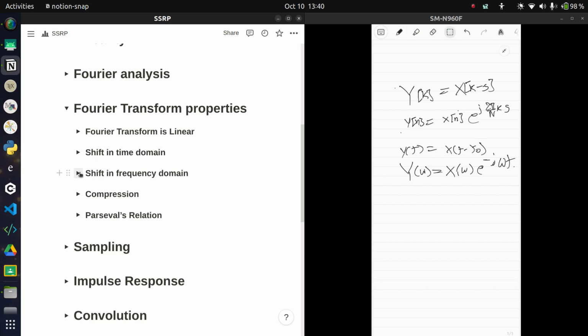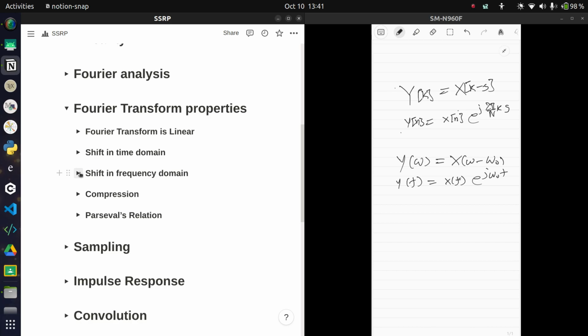Similar stuff for the CTFT. So if you have y of omega equal to x of omega minus omega naught, for example, then you just have y of t equal to x of t times e to the power j omega naught t. I guess that's how it should be.